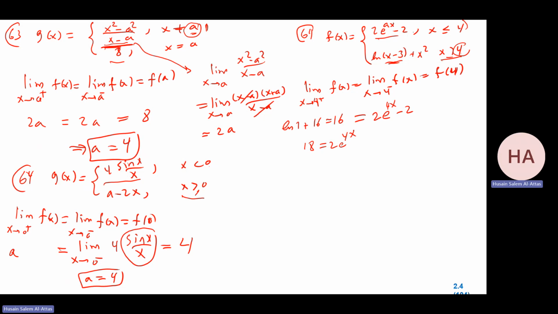Just substitute x equal 4. So that means 9 equal e^(4x). Take ln of both sides. I have ln 9 equal 4x. So x will be equal what? 1 over 4 ln 9.